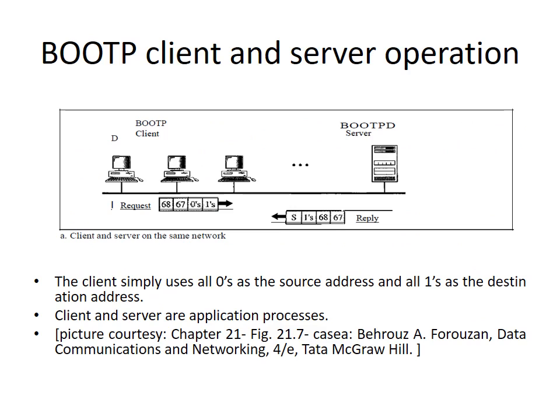So in the example which I have illustrated, the client and server are on the same network. In that scenario, the client simply uses all zeros as the source address and all ones as the destination address. In that, the client and server are application processes. One of the advantages compared with the RARP protocol is that the client and server here are application processes, so the client can be on one machine and the server can be on another machine.